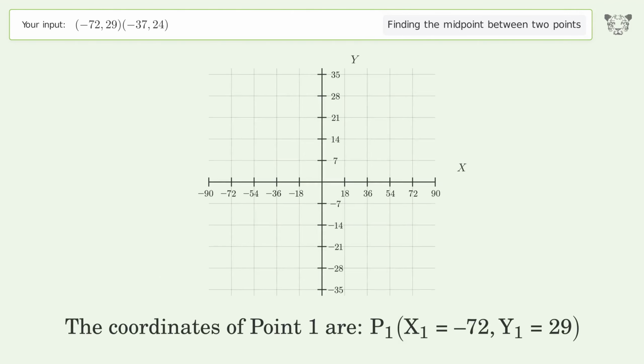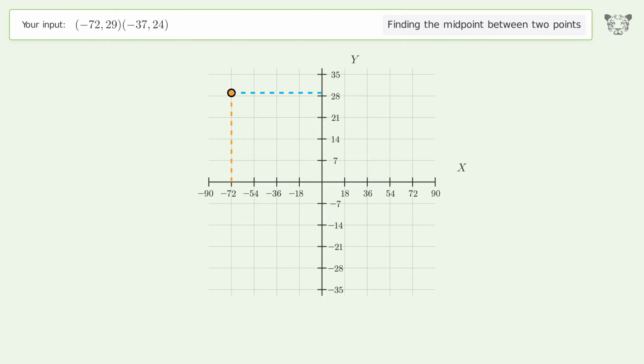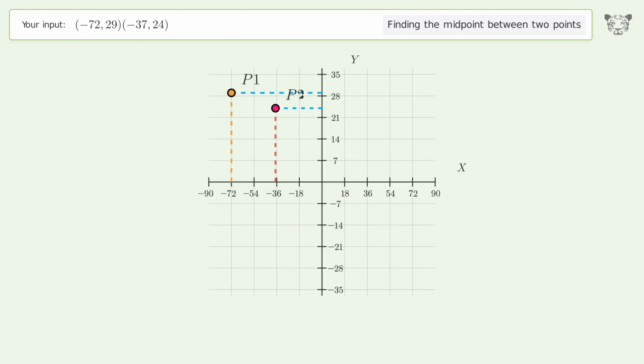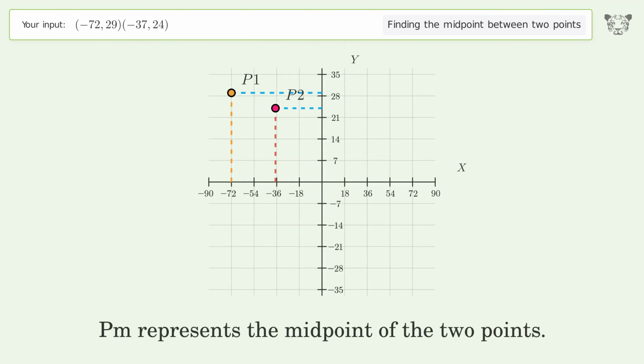The coordinates of point 1 are, x1 equals negative 72, y1 equals 29. The coordinates of point 2 are, x2 equals negative 37, y2 equals 24. PM represents the midpoint of the 2 points.